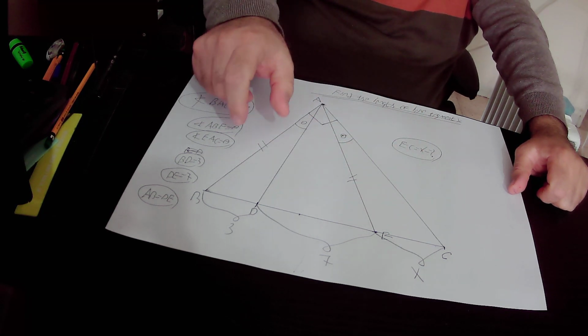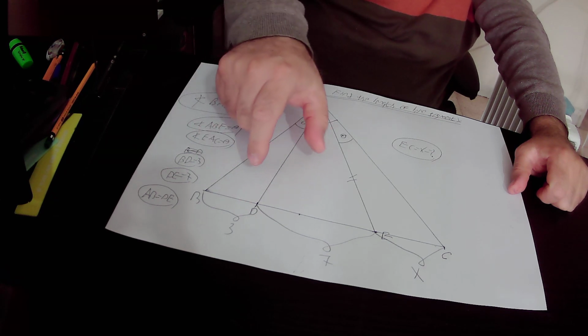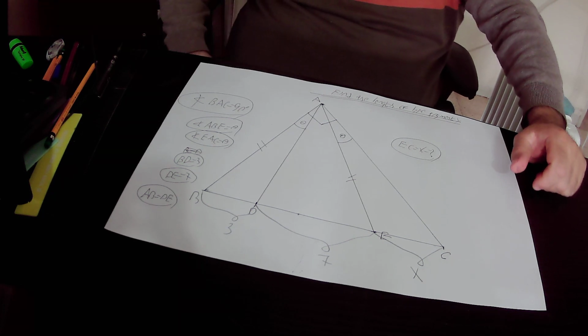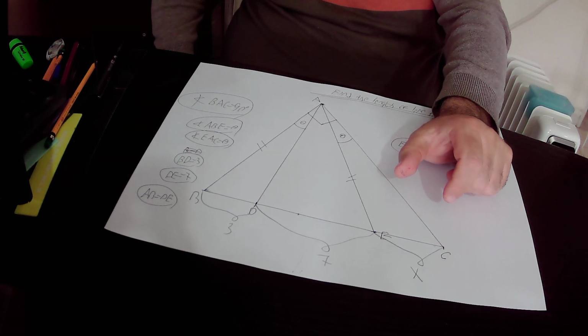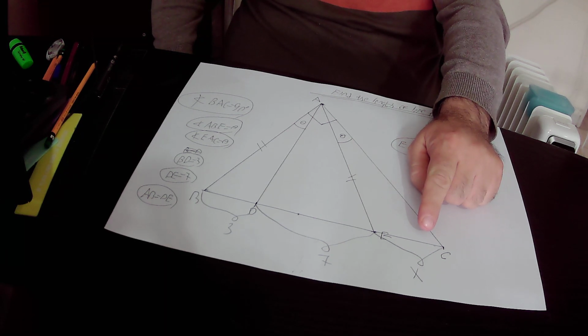We know that side BD equals 3 units, side DE equals 7 units, and we want to find out the value of side EC, or line segment EC, that equals X.